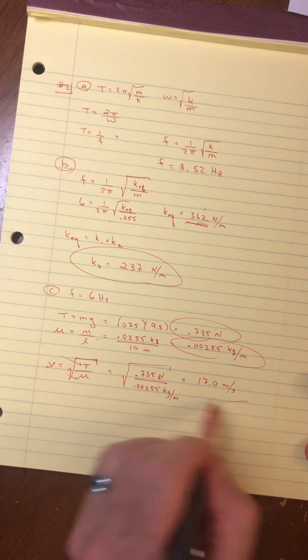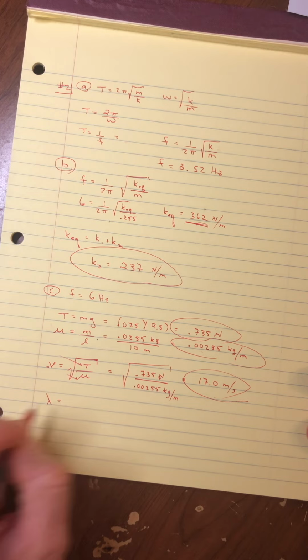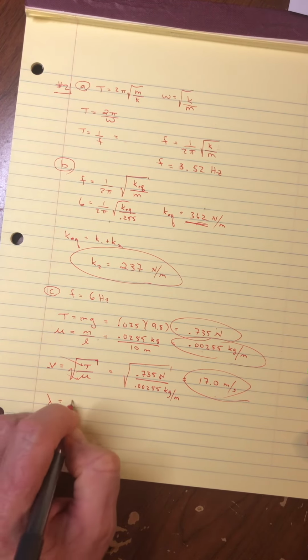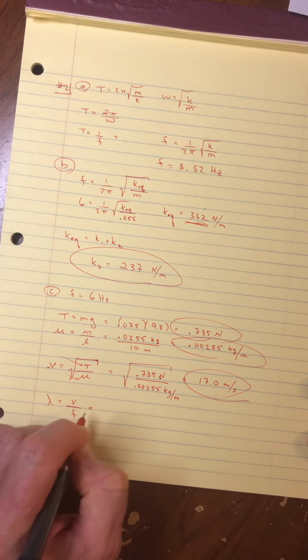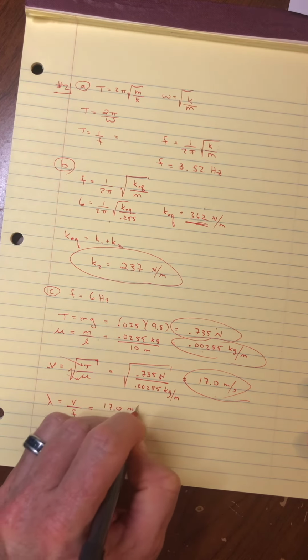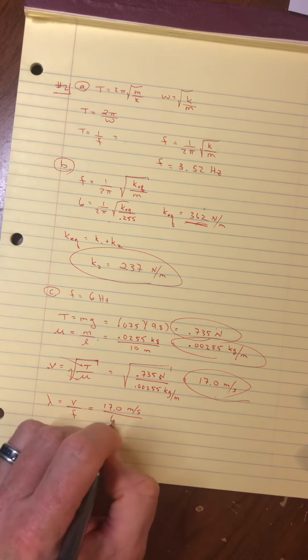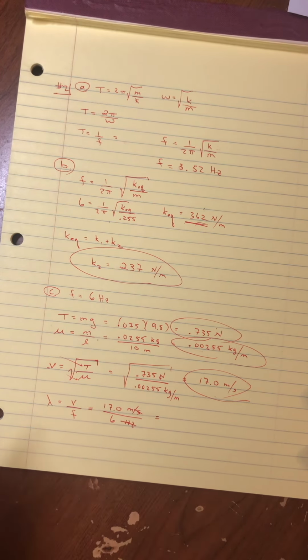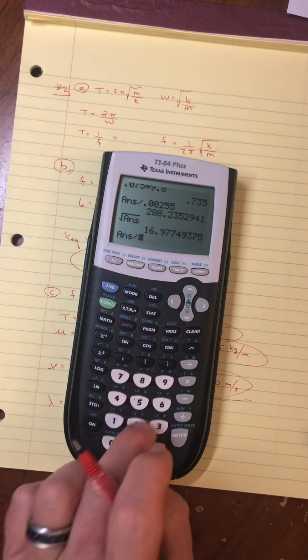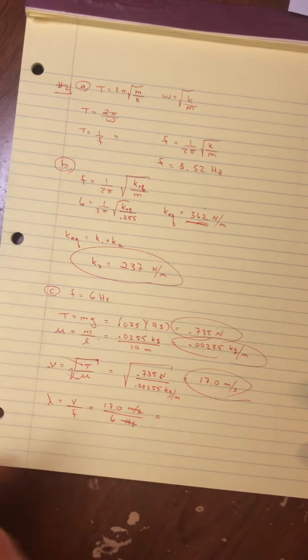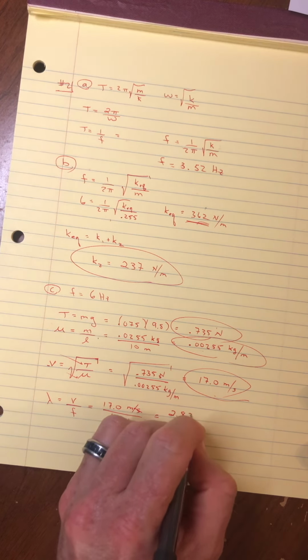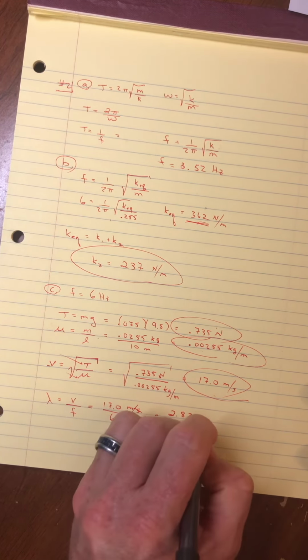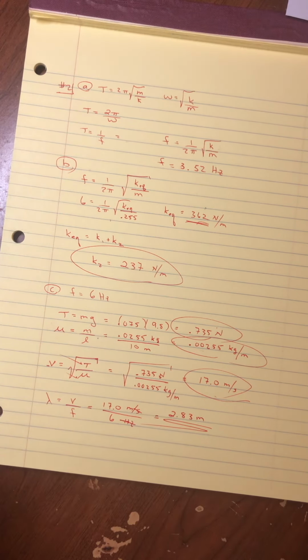Okay, so there is the speed, because ultimately this question asks for the wavelength. The last step is to take the velocity and divide it by the frequency, and the hertz and per second are the same and cancel off. So I take that speed and divide by 6, and we're looking at about 2.83 meters. So that's the wavelength. Cool.